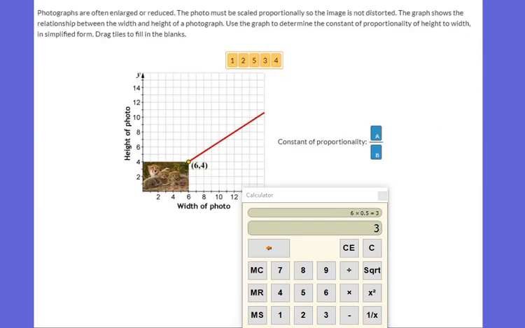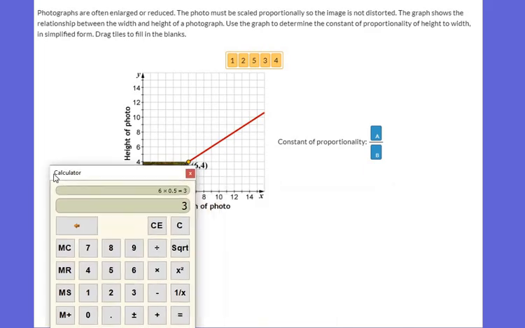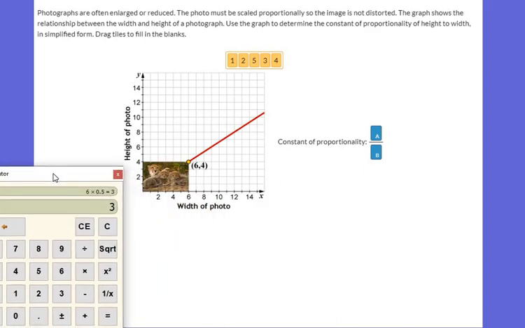I think I have 10 put together here. The next problem says, photographs are often enlarged or reduced. The photo must be scaled proportionally so the image is not distorted. The graph shows the relationship between the width and the height of the photograph. Use the graph to determine the constant of proportionality of the height to the width in simplified form. Okay, so we should have remembered that constant of proportionality, to find that, is y over x.